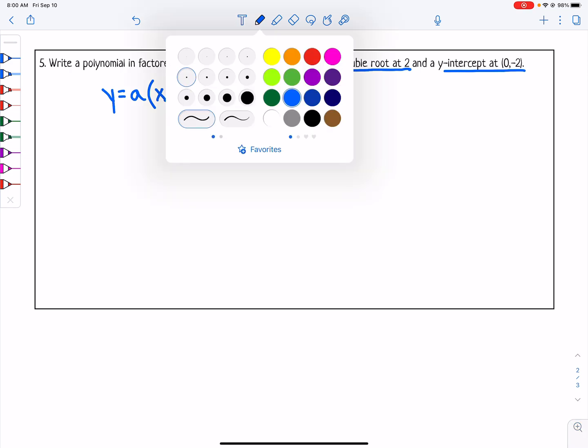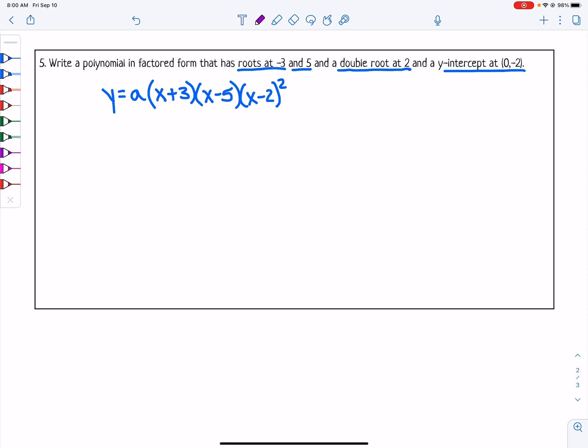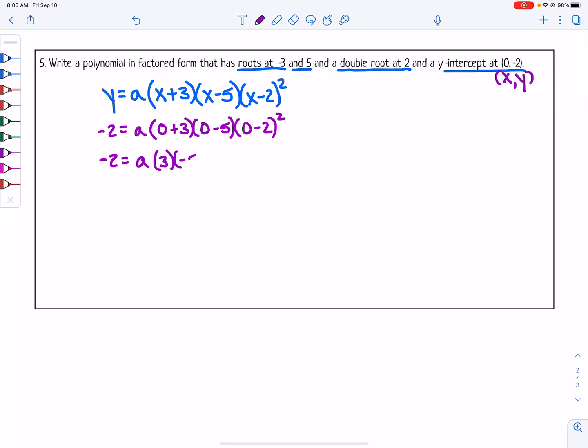Then using the y-intercept of (0, negative 2), we're going to plug in 0 for x and negative 2 for y, because that's what that means. And we can use those numbers to help us figure out the a value. So y is negative 2. x is 0, so just put 0 plus 3, 0 minus 5, and 0 minus 2 squared. And then we just need to clean all that up. So we have negative 2, we have 0 plus 3 is 3, 0 minus 5 is negative 5, and 0 minus 2 is negative 2, and you need to keep it squared.